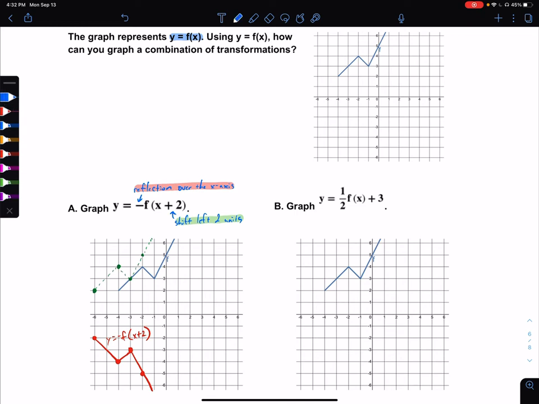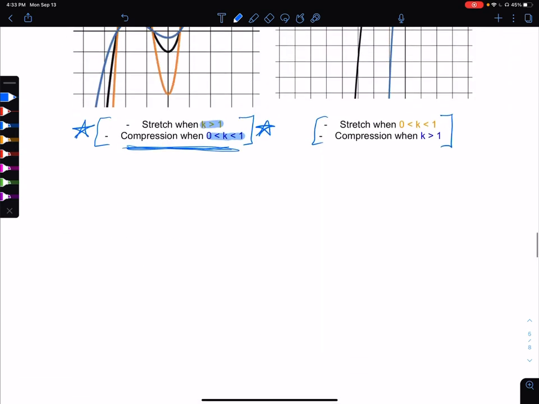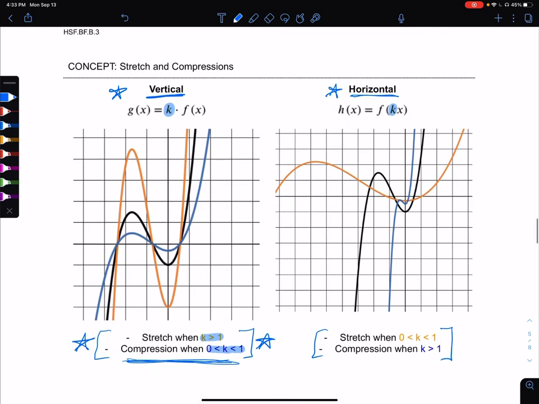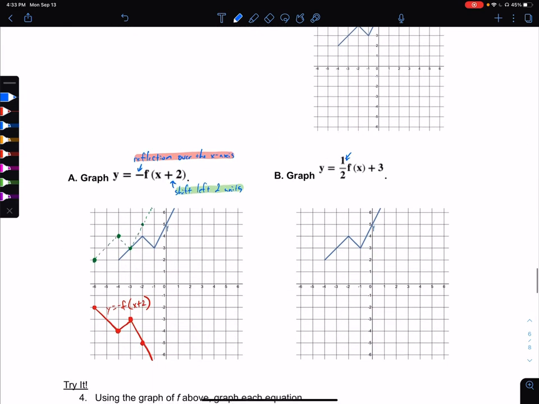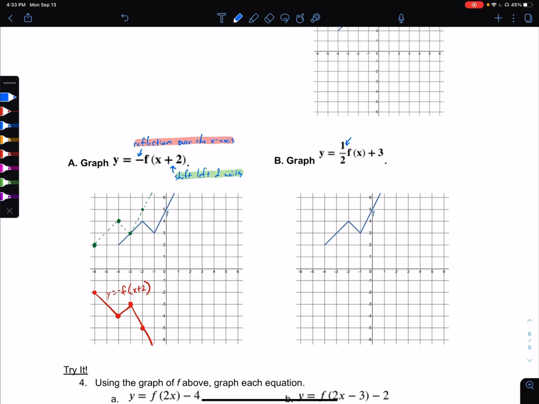All right, let's take a look at part B. This time we're looking to graph y is equal to 1/2 f of x plus 3. So we need to determine what the 1/2 does and what the plus 3 does. That 1/2 is going to be a vertical compression, right? So it's between 0 and 1. And if we go back here, on the outside, the k value being between 0 and 1 tells me that there's going to be a compression. So this would be a vertical compression.